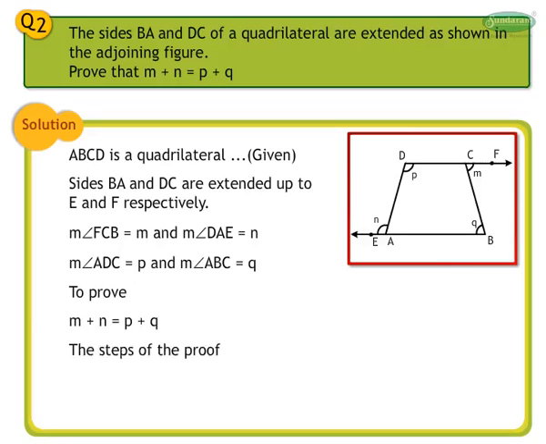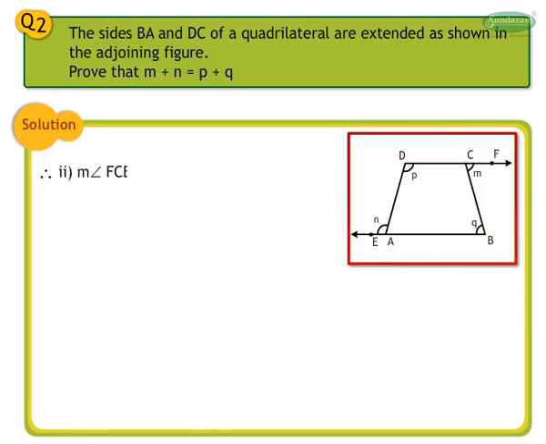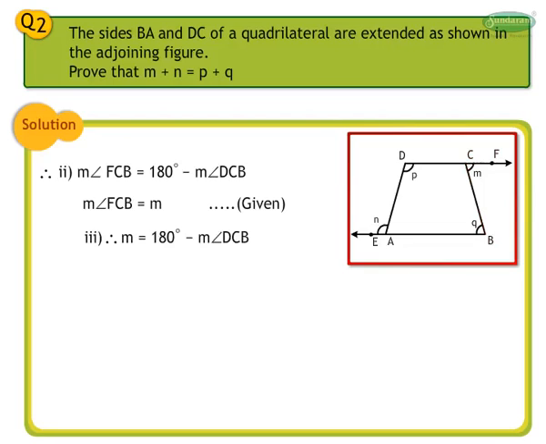Let us see the steps of the proof. Measure of angle DCB plus measure of angle FCB is equal to 180 degrees because these are angles in a linear pair. Therefore, measure of angle FCB is equal to 180 degrees minus measure of angle DCB. But it is given that measure of angle FCB is equal to M. Therefore, M is equal to 180 degrees minus measure of angle DCB. Let us mark this as statement 1.